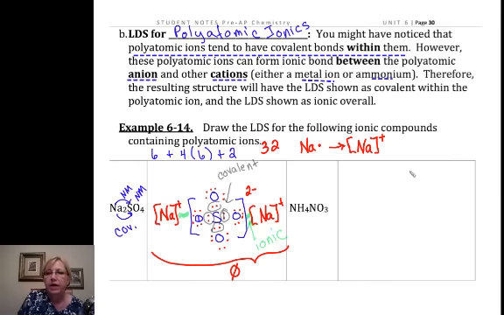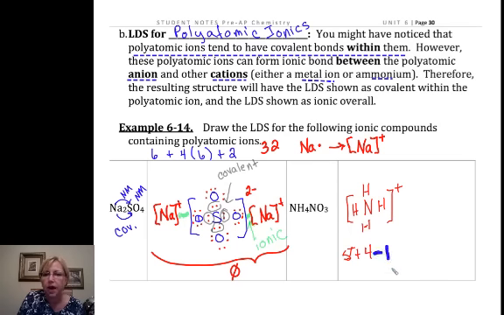Let me do ammonium nitrate very quickly. So ammonium is nitrogen with 4 hydrogens. The ammonium is +1, so I've got 5 valence electrons plus 4 from the hydrogens, so I have 9. Whoops, boy, I just about messed up. If it's got a positive charge, what happens? We take away 1. So I've got 8: 2, 4, 6, 8.